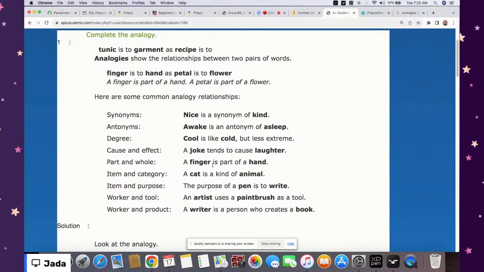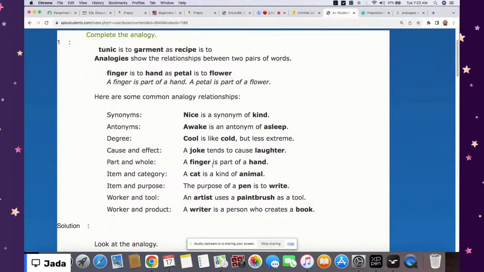Just like how we have it on the chat, like nice is to kind, awake is to sleep. Anything that you think makes sense. Just like on the chat, we have teachers to teach, and then we have cook uses pot. So we can say pot is to chef, or pot is to cook, like that. If you can think of yours as well, you can send it on the chat box.